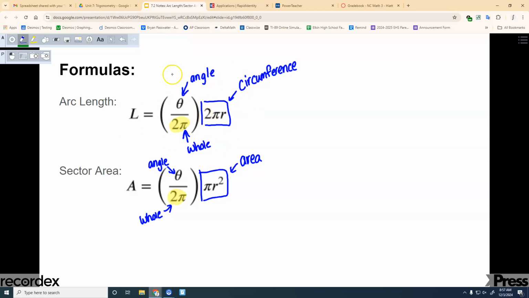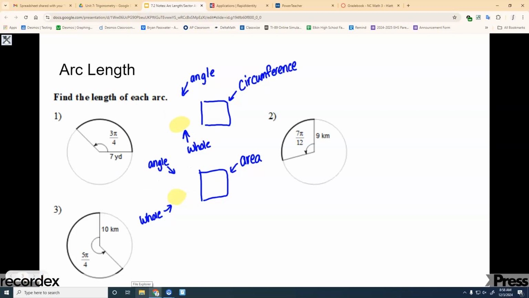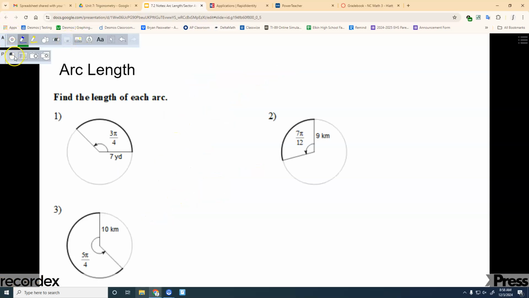So it's just the fraction of the circle times the circumference for your arc length, fraction of your circle times the area for sector area. So let's look at some problems here. Okay? So find the length of each arc is what they're asking us to do here.